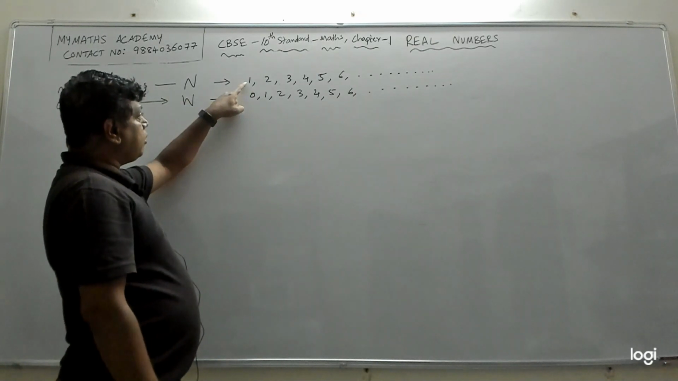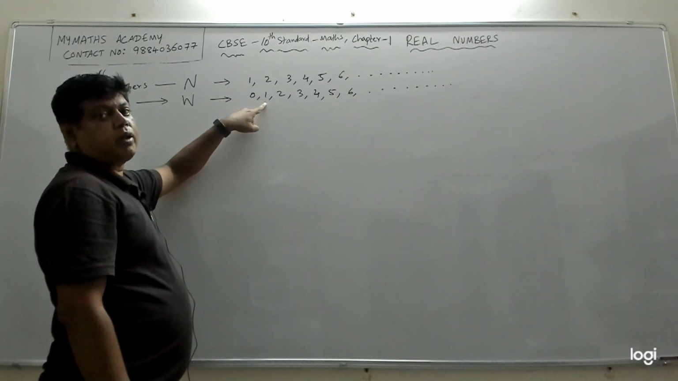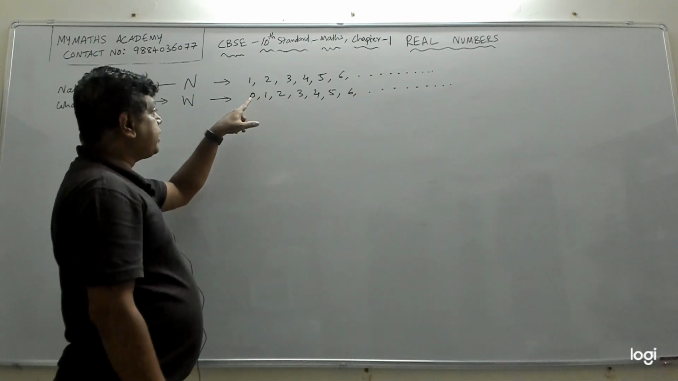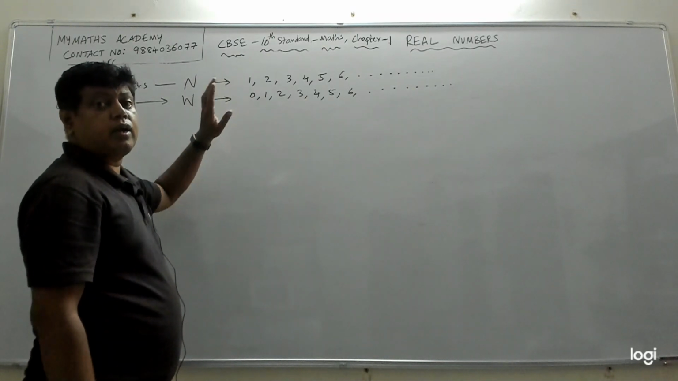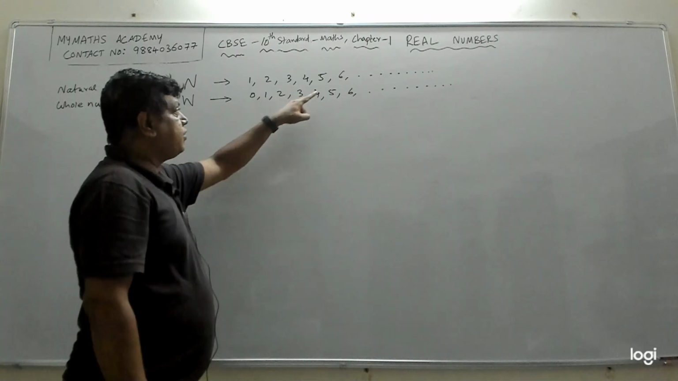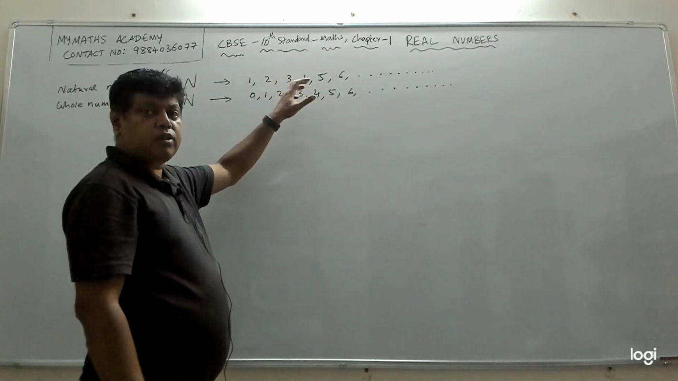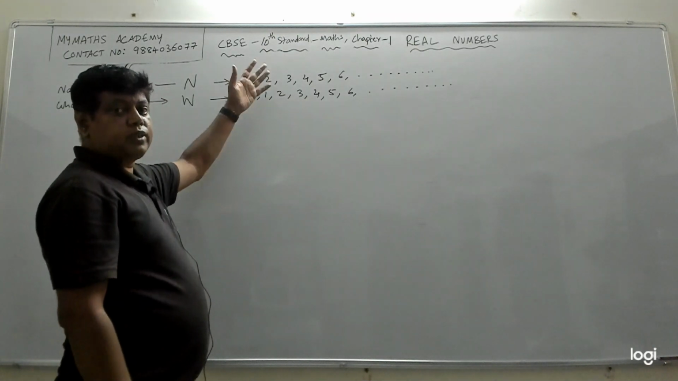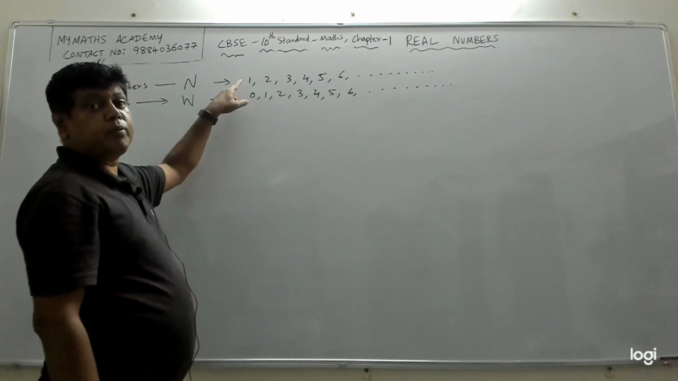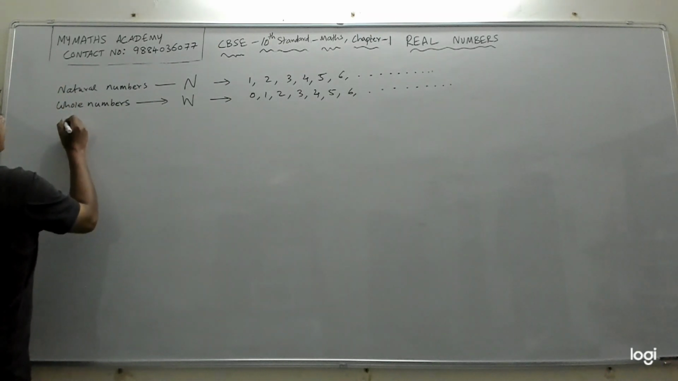Suppose if you take 1, 1 is a natural number, but 1 is also a whole number. 2 is a natural number, but 2 is also a whole number. But if you take 0, 0 is a whole number, but it is not a natural number, which means we can say every natural number is a whole number. 5 is a natural number, it is a whole number. So every natural number is a whole number, but the reverse is not true. Every whole number is not a natural number, because 0 is a whole number, but 0 is not a natural number.